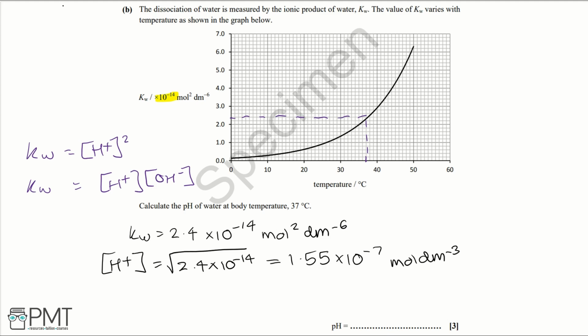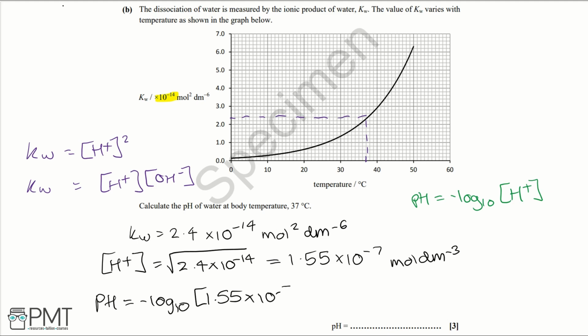Then, using the equation of pH equals minus log 10 H plus, we can find the pH of water at body temperature. So that would be pH equals minus log 10 of 1.55 times 10 to the negative 7, and that equals 6.81 to 2 decimal places, which we then write on the answer line provided.